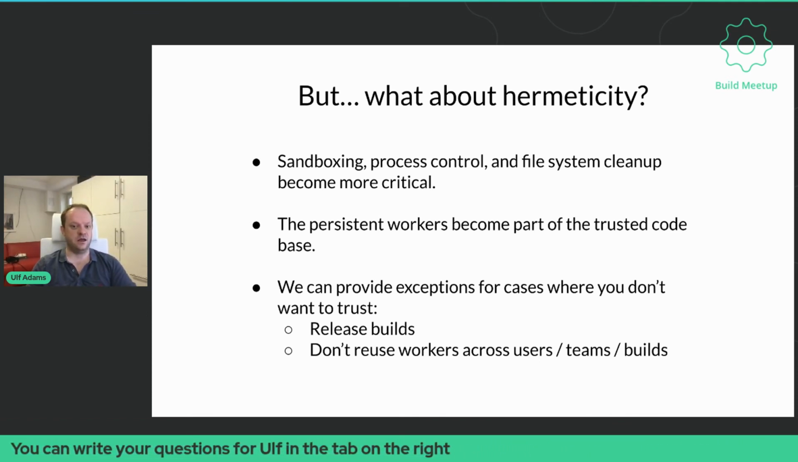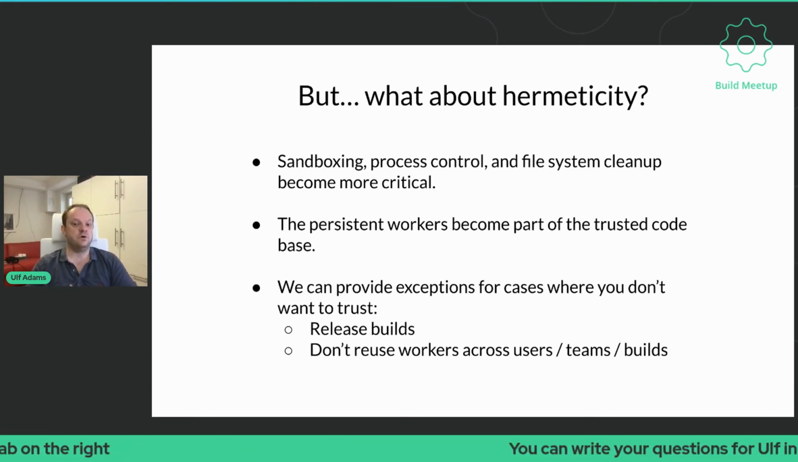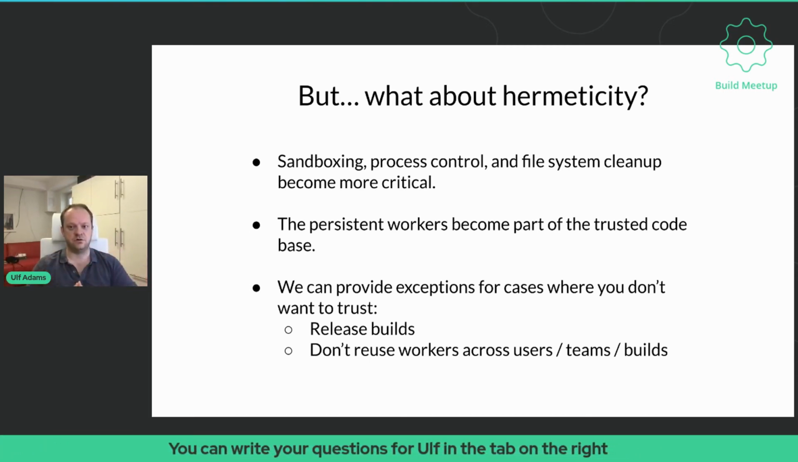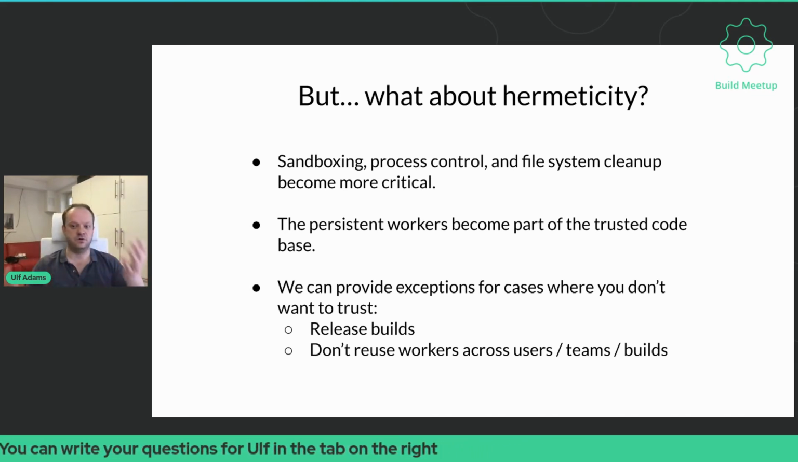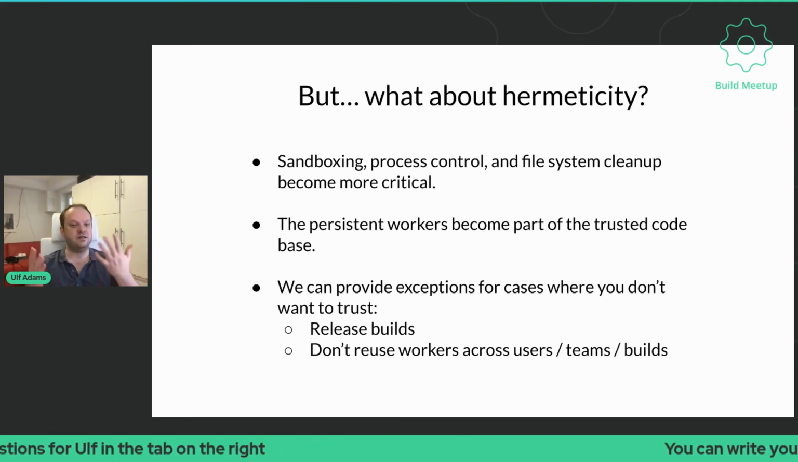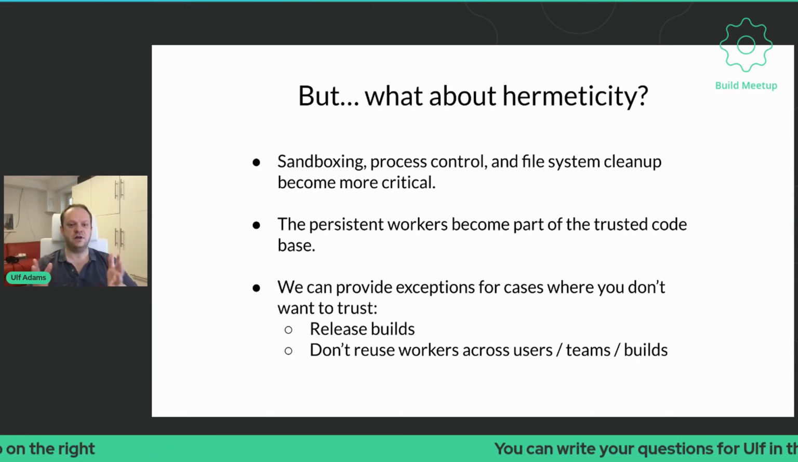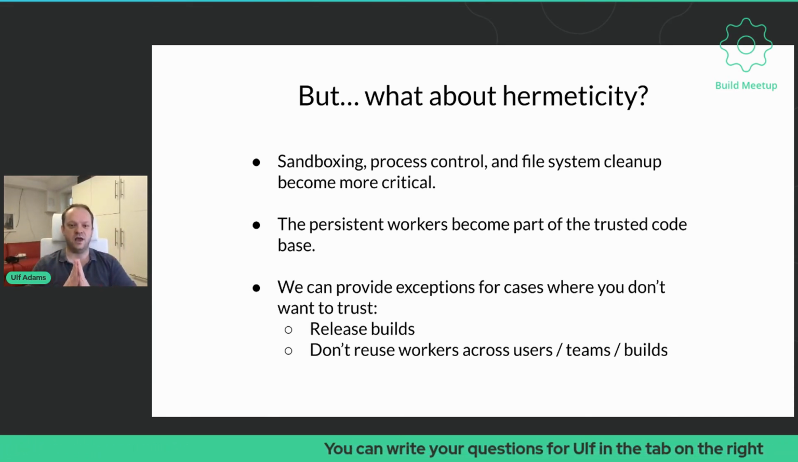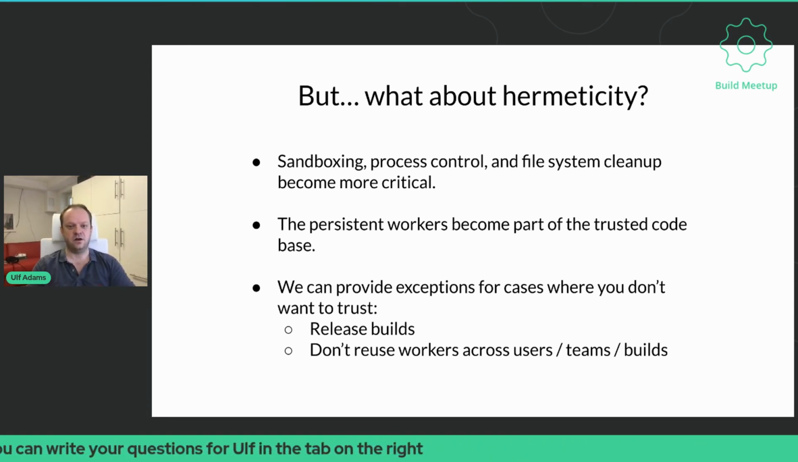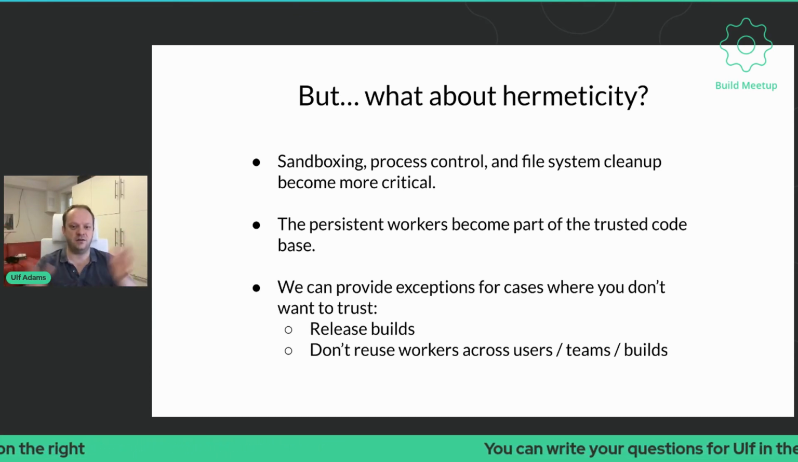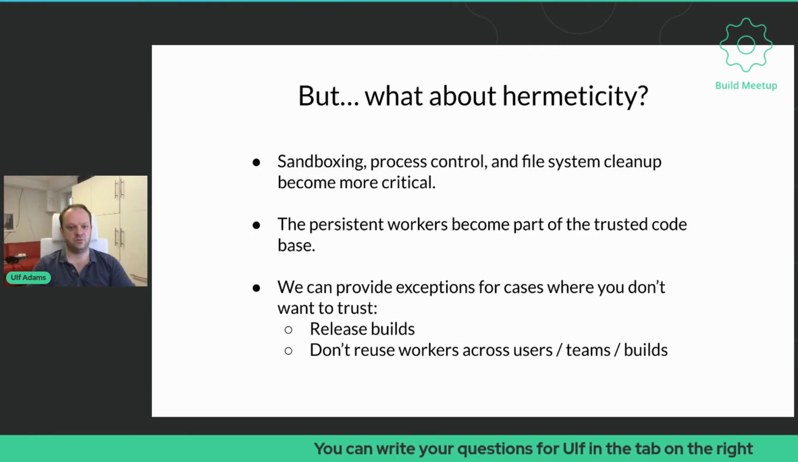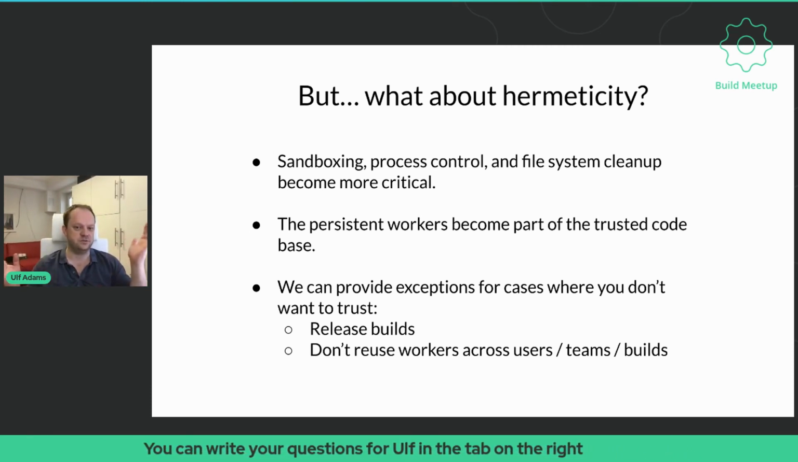You can have an exception for release builds. You can say that you don't want to reuse workers across different users. You only want to reuse workers for a single user. You don't want to reuse workers across teams. You don't want to reuse workers across multiple builds. It's still useful. The good news is, in our testing over the past year, we have never seen a case where persistent workers made the build slower. As long as you can reuse the persistent worker process at least once, you're good. And even if you can't reuse it, the overhead of managing the persistent worker process is basically negligible.